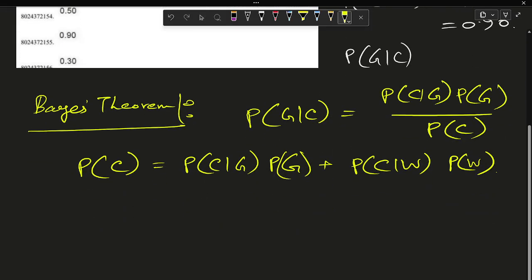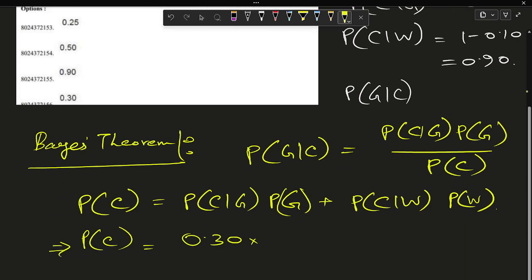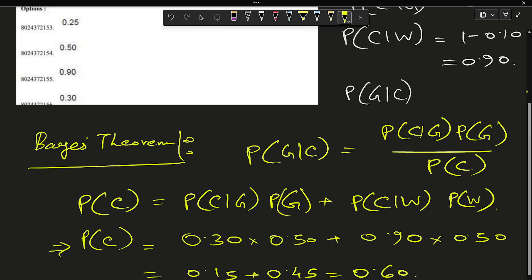So PC will be 0.30 times PG, which is 0.50, plus 0.90, given above, times PW, which is 0.50. That is 3 times 5, which is 0.15, plus 9 times 5, which is 0.45. So PC is equal to 0.60.